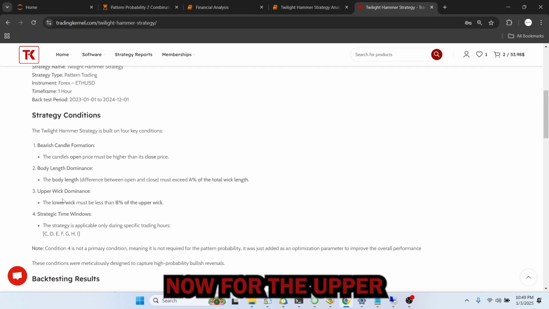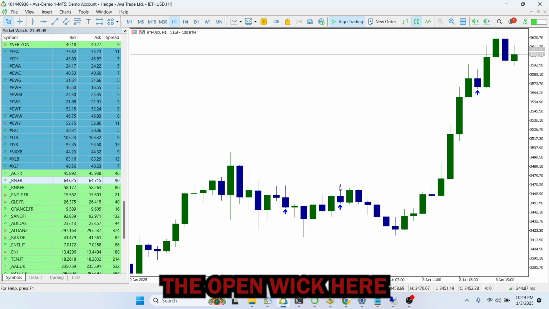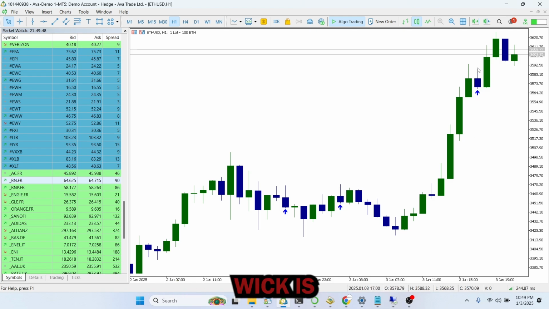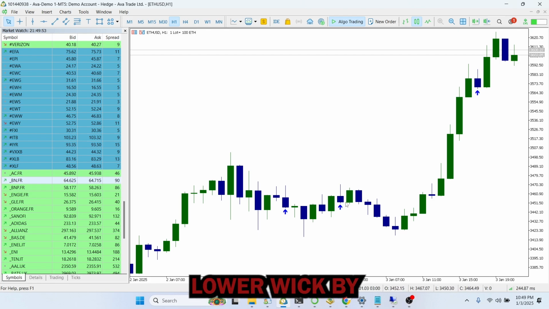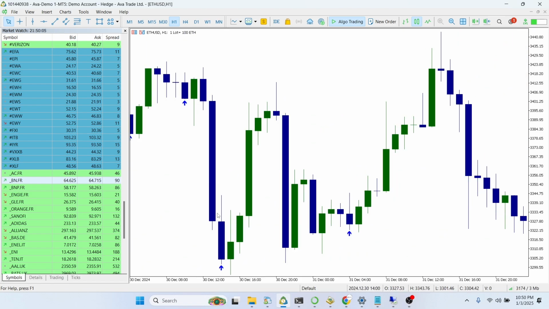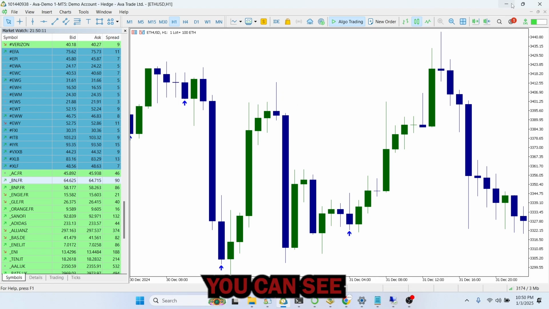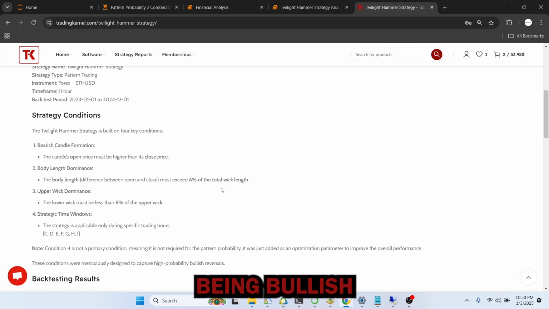Okay, now the upper wick dominance is the third condition, and it says the lower wick must be less than a percentage of the upper wick, and that is also pretty obvious here. If you look at the upper wick here and the lower wick here, you can see the upper wick is obviously higher than the lower wick, by a certain amount. So upper wick, lower wick, upper wick, lower wick. It's very obvious, guys, if you look at this. And whenever this pattern occurs, you can see the probability of the next candle being bullish is very high.